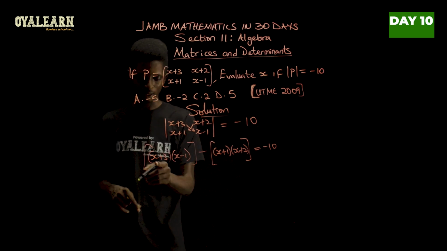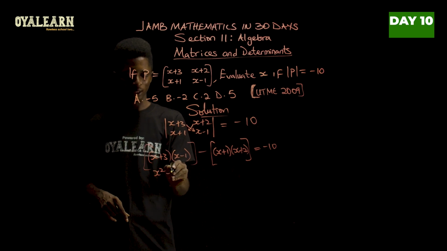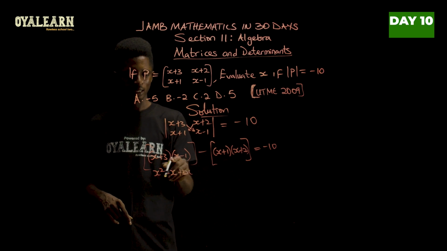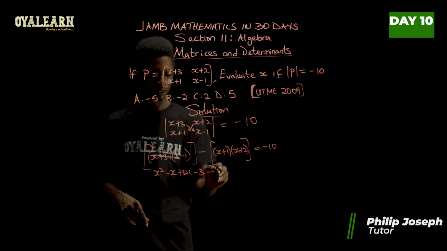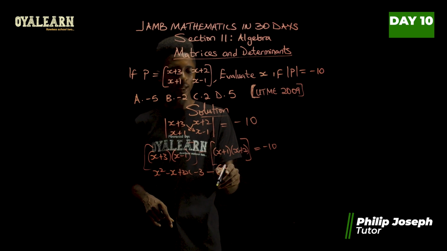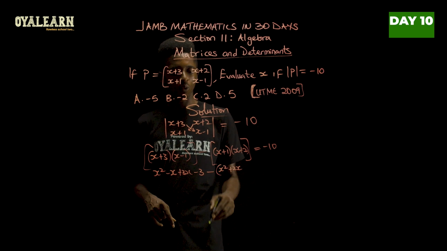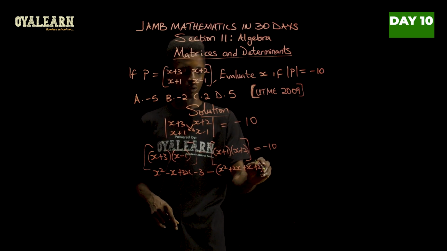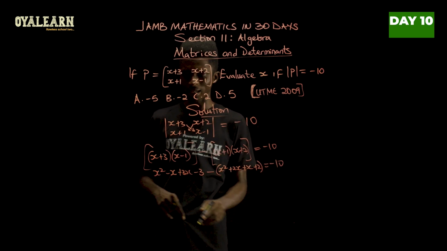So now, let's expand. x times x gives us x squared. x times minus 1, that's minus x. 3 times x will give us plus 3x. Plus 3 times minus 1 will give us minus 3. Minus, now here, x times x, x squared. x times 2, that's plus 2x. 1 times x, that's plus x. 1 times 2, that's plus 2. All equals negative 10. Now open this bracket with a negative sign.